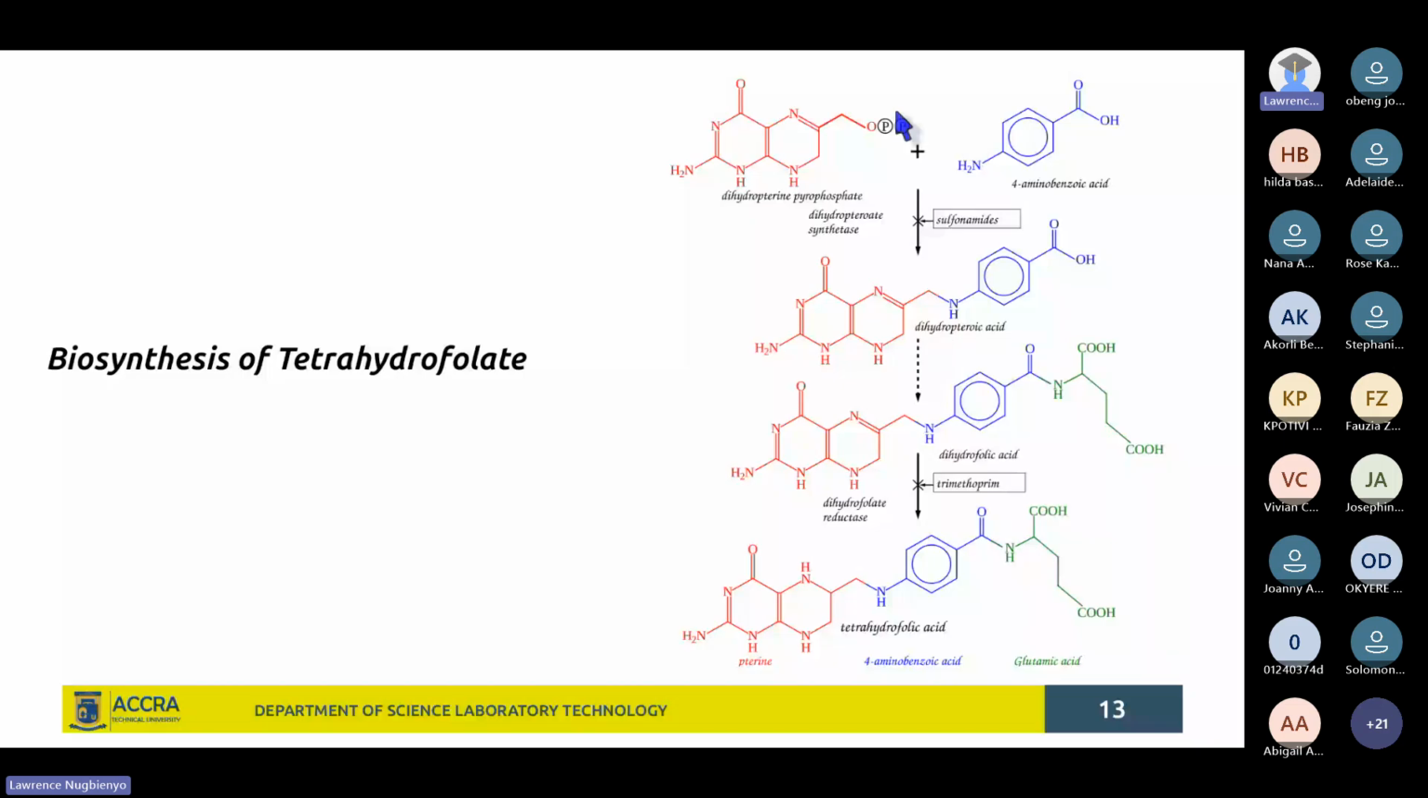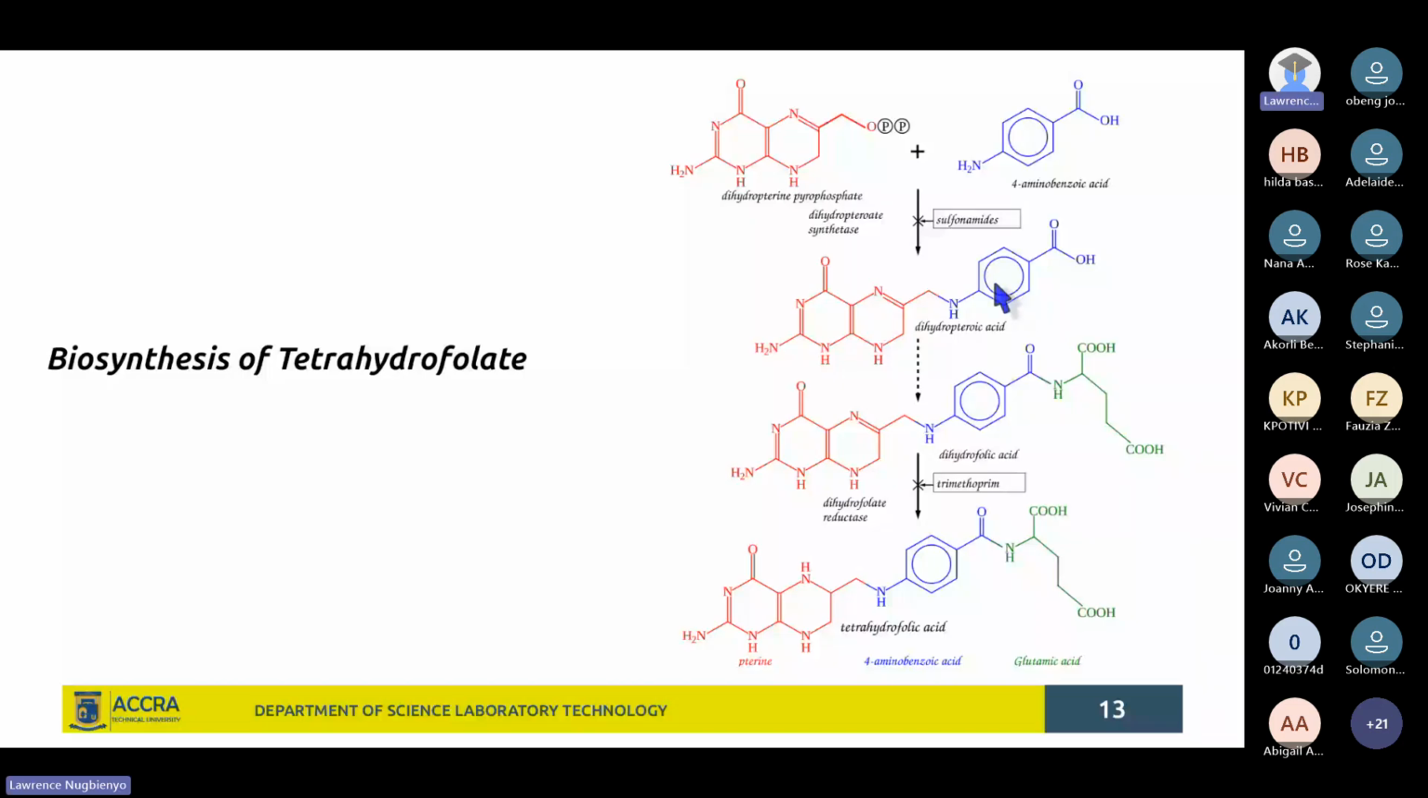Just by the removal of those two phosphate groups on that dihydropterin pyrophosphate, you see there is that conjugation, there is that binding between the two molecules. This is easier to see because the molecules are represented with different colors. So you can just see that the two of them just bind to form one, and they form dihydropteroic acid.